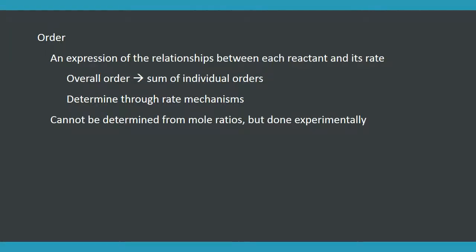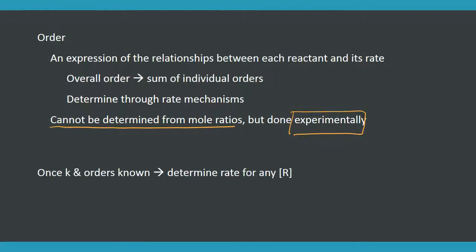It cannot be determined from mole ratios from the reaction. It has to be done experimentally. And so I cannot drive this home. It cannot be determined from mole ratios, from the stoichiometric equation, it does not come from there. And so we have to have data there to support determining what the order of a reaction is. Once k and the orders are known, you are able to determine the rate for any reaction and go on from there.